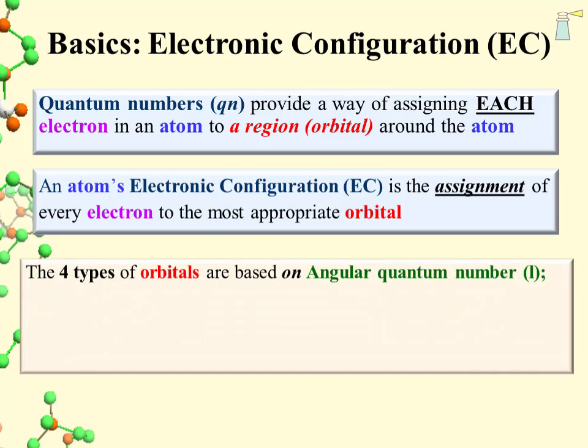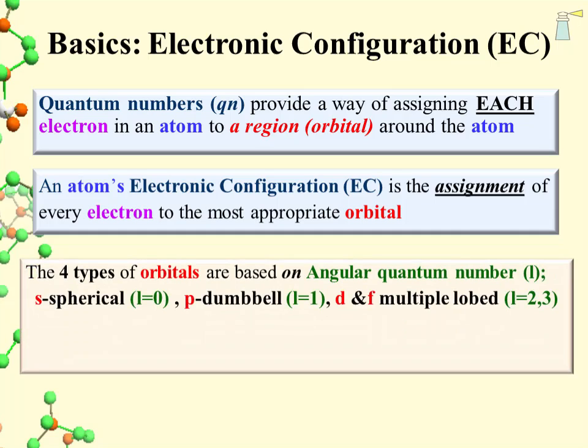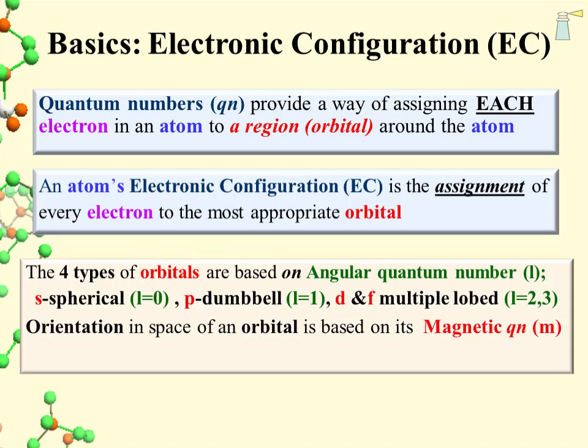The four types of orbitals based on the angular quantum number L are the s orbital, which are spherical, L equals 0, p orbitals, which are dumbbell-shaped, L equals 1, and the d and f orbitals, which we will refer to as multiple-lobed, L equals 2 and 3, respectively. Orientation in space of an orbital is based on its magnetic quantum number m. There is one orientation for s orbitals, 3 for p, 5 for d, and 7 for f-type orbitals.